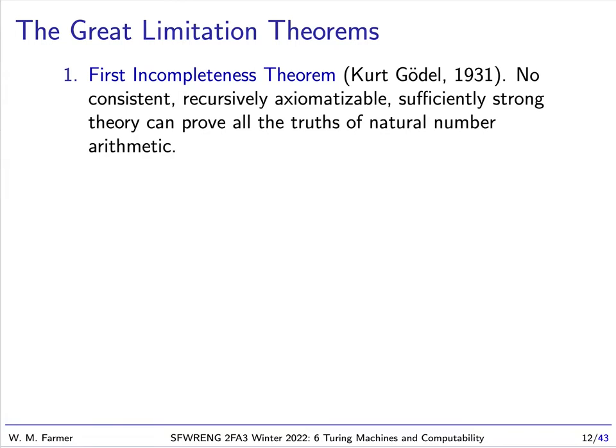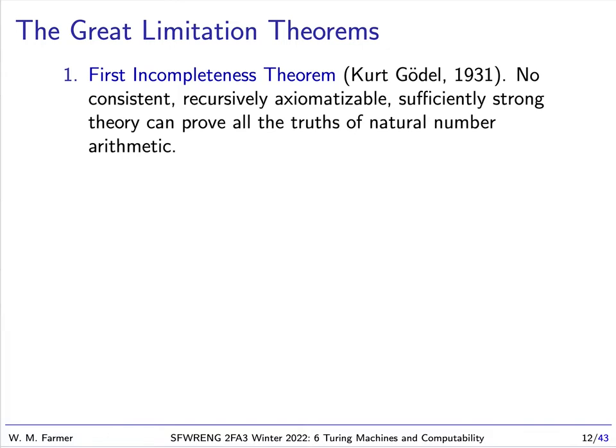The first is called the first incompleteness theorem. This is one of the most famous theorems in all of logic, maybe the most famous theorem. It was published by Kurt Gödel in 1931. It says that no consistent, recursively axiomatizable, sufficiently strong theory can prove all the truths of natural number arithmetic.